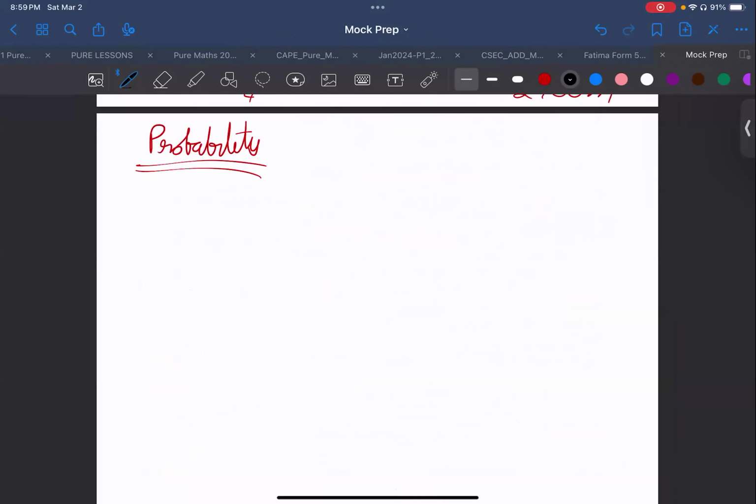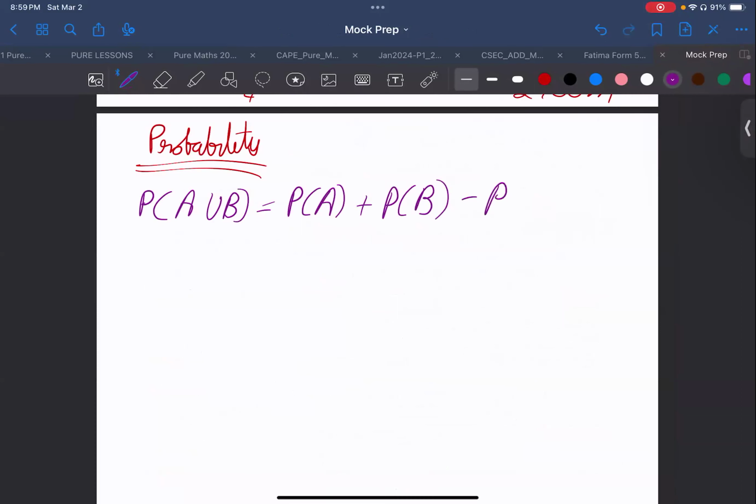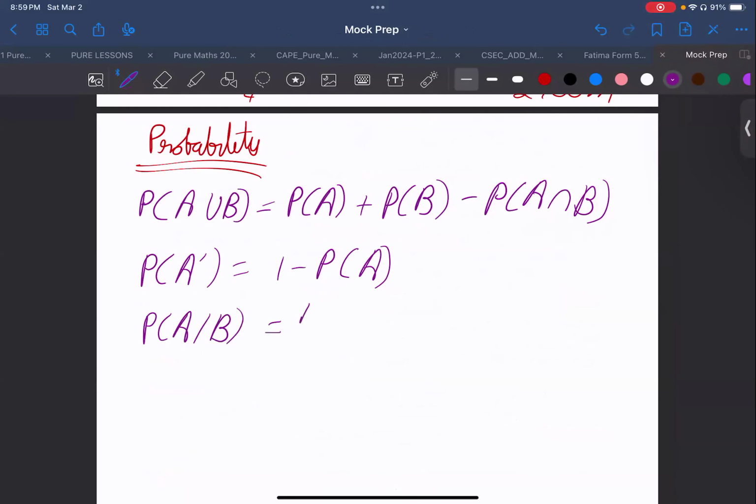Okay, let's go back to our mock prep, right? So the main equation to remember, probability of A union B is probability of A plus the probability of B minus the probability of A intersect B. Right, probability of A complement is 1 minus the probability of A. Probability of A given B is the probability of A intersect B over the probability of B. How do you remember this one? The last letter here is your denominator here. Okay.